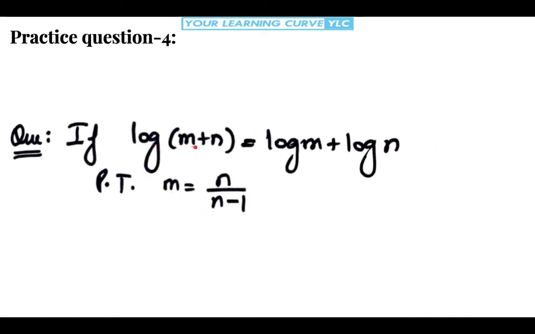One more question, log (m plus n) is equal to log m plus log n. You have to prove that m is equal to n upon n minus 1. Remember my friends, whatever is given over here, this is not a property of logarithm. Remember, if you apply that log (m plus n) is equal to log m into log n, this is not the property which we have studied. The question clearly specifies if this holds, then you have to prove this one. This is not the property.